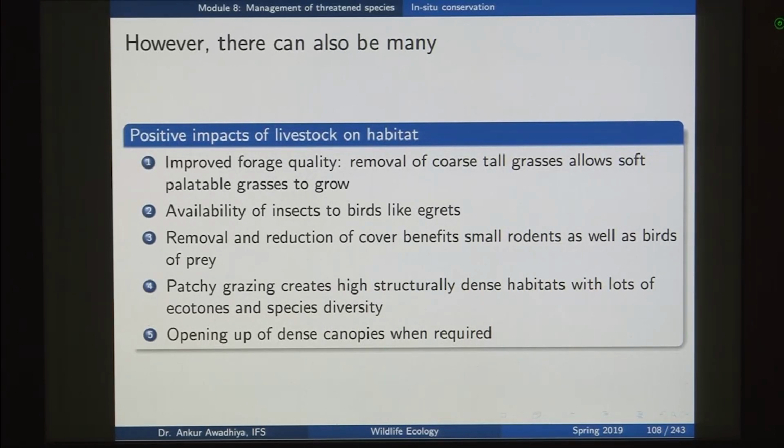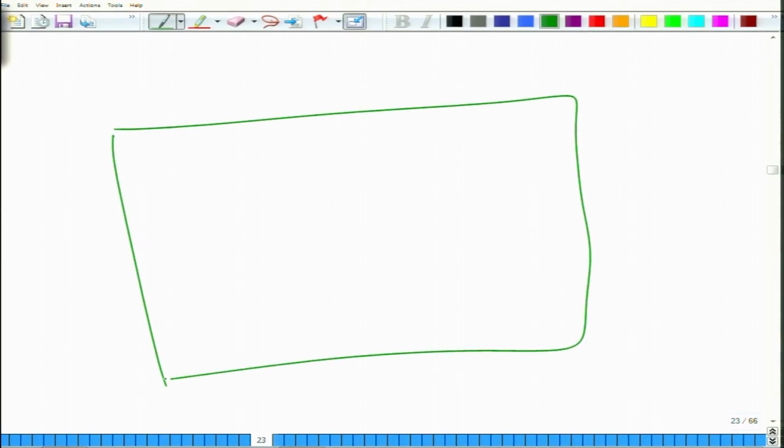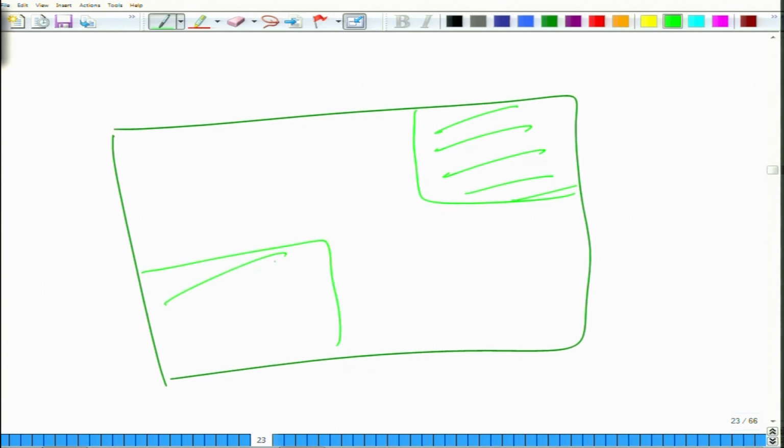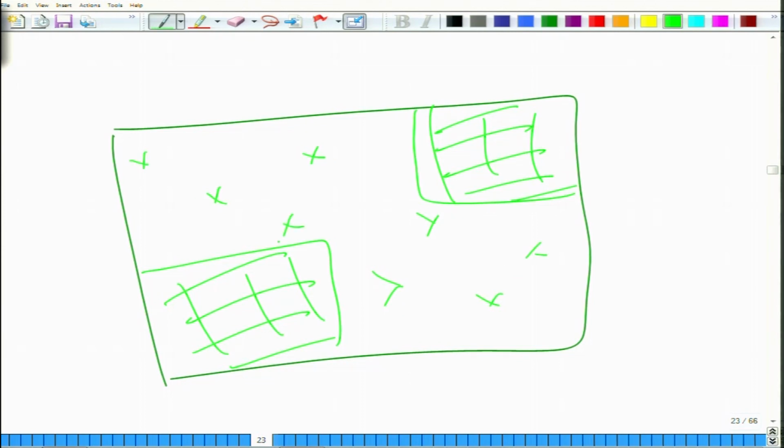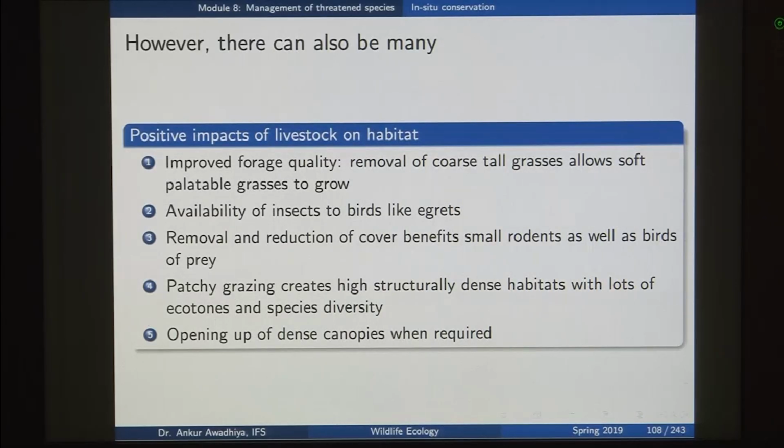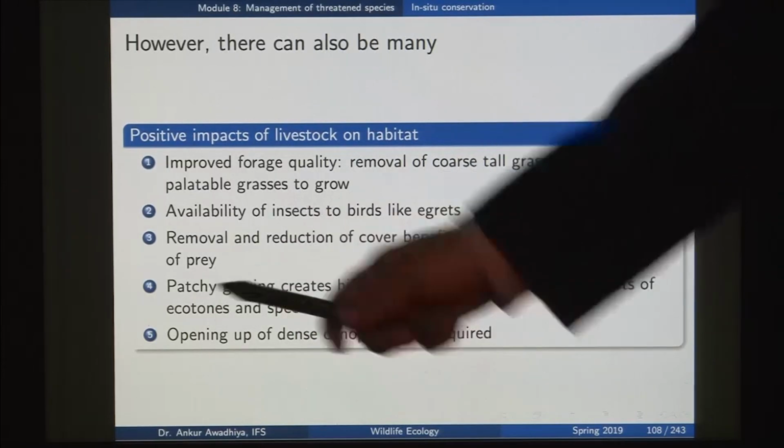Also, you can have patchy grazing that creates structurally dense habitats with lots of ecotones and species diversity. Now, this is also something that we have seen earlier in the case of ecology. So, if you have an area that was grassland and all of this area was one and the same, and you make your cattle graze in, say, these two areas, the habitat of these two areas will become very different from the habitat of the surrounding areas. So, it will lead to a greater number of habitats, more ecotones, which would also support a greater amount of biodiversity. But again, only if you can make them graze in this patchy manner.